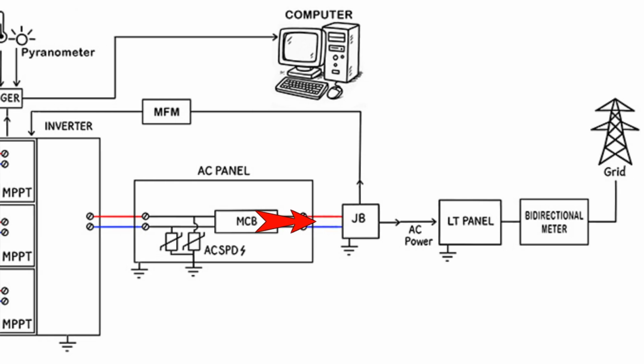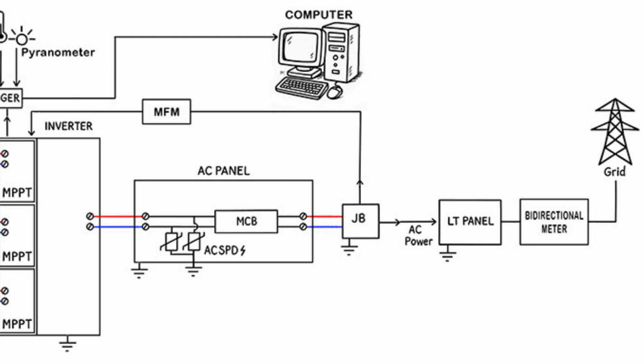From the ACDB, power passes through a junction box. The junction box is used for safe cable connections and easy maintenance. Next, the power enters the LT panel. LT panel means low tension panel. This panel distributes power to the building loads and also connects the solar system to the grid.